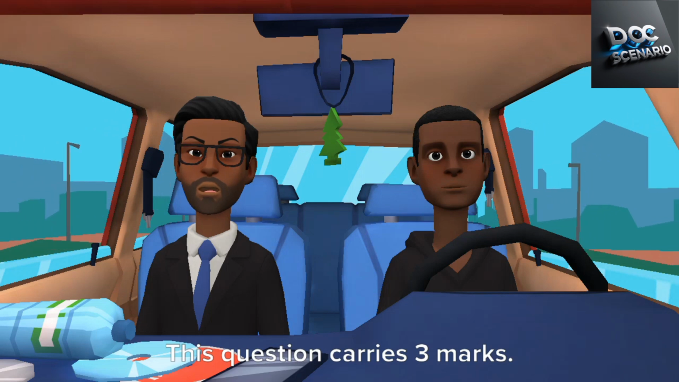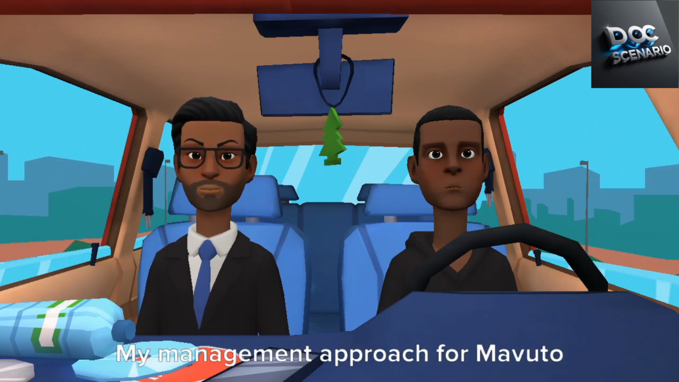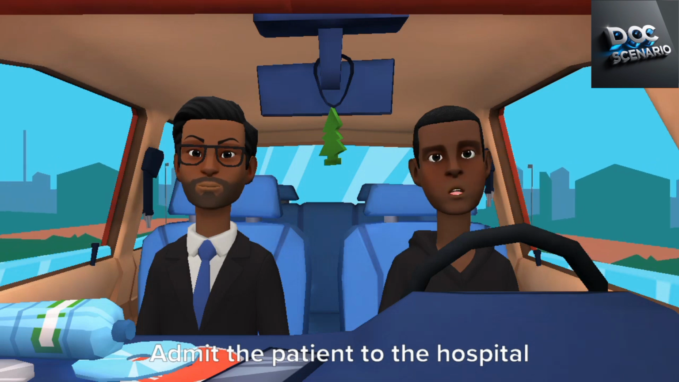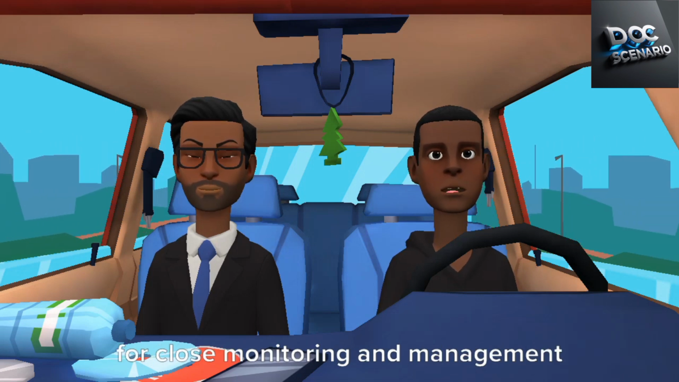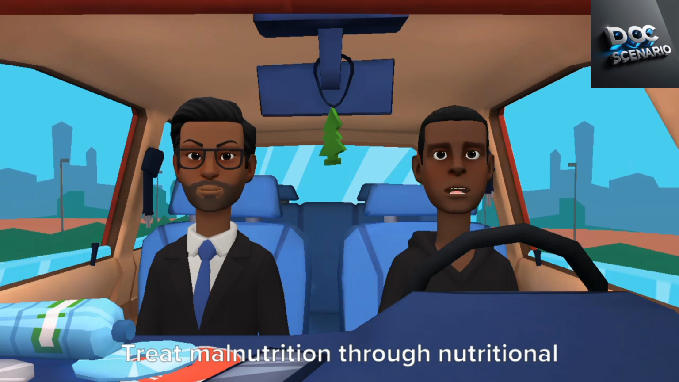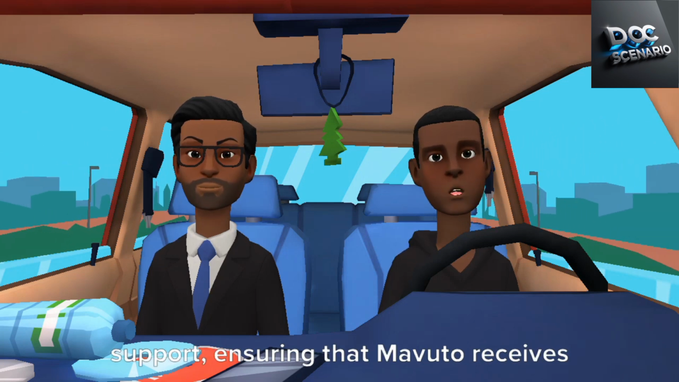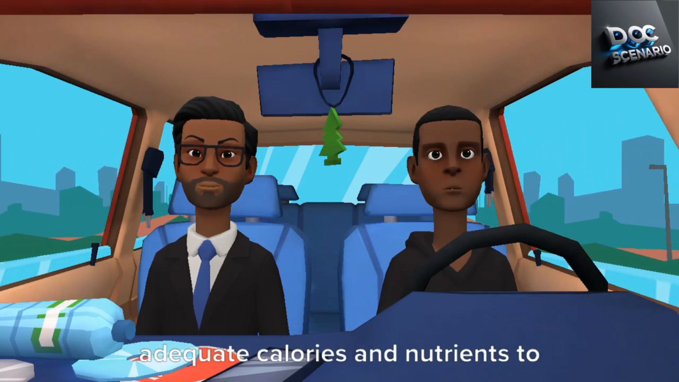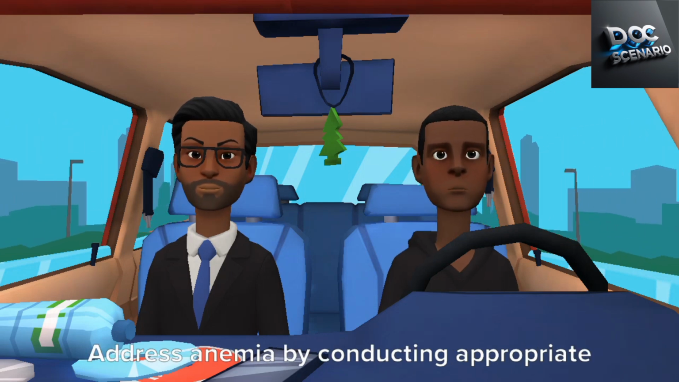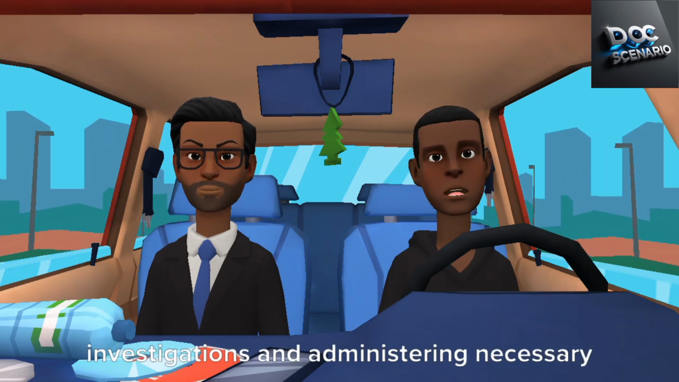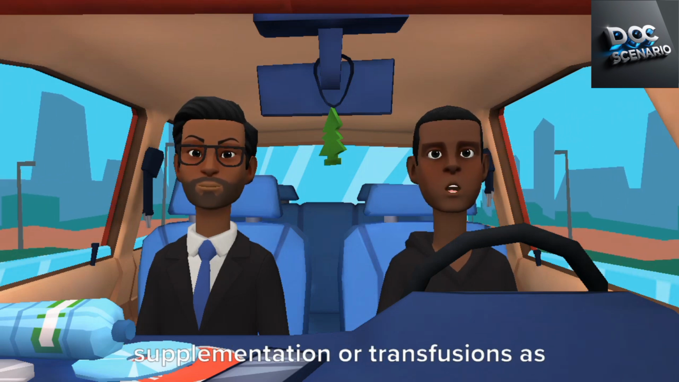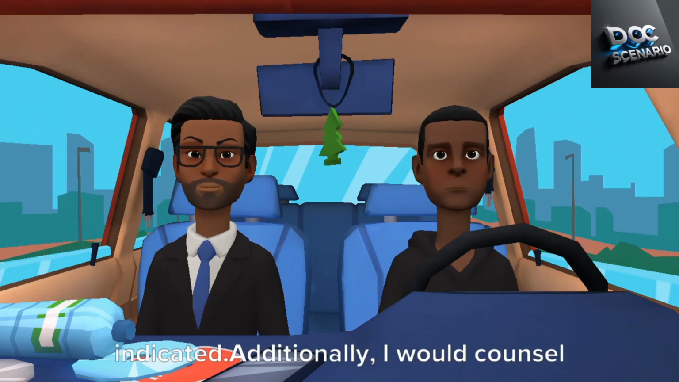This question carries 3 marks. My management approach for Mavuto would include the following steps. 1. Admit the patient to the hospital for close monitoring and management of his condition. 2. Treat malnutrition through nutritional support, ensuring that Mavuto receives adequate calories and nutrients to promote weight gain and growth. 3. Address anemia by conducting appropriate investigations and administering necessary interventions, which may include iron supplementation or transfusions as indicated.